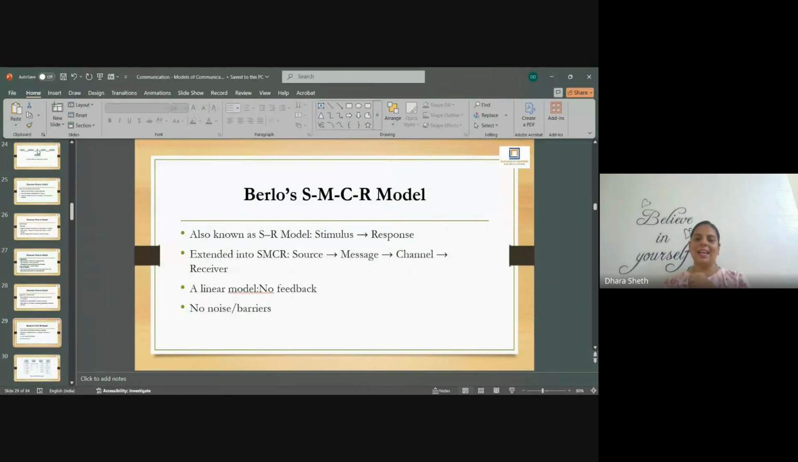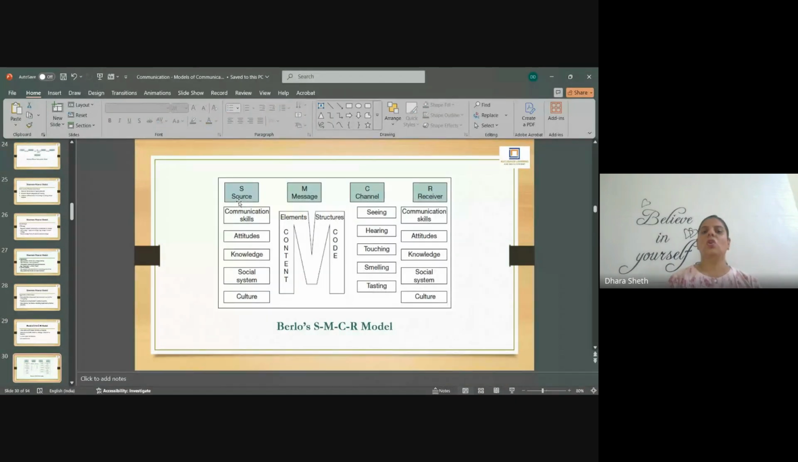Now Berlo's SMCR model. Source, message, channel, receiver. This is also a linear model. There's no feedback, and there's no noise or barriers given here. Once a question has been asked based on SR model, that's Berlo's SMCR model. Now, why is it called SMCR model? Because of this: source, message, channel, receiver. Linear model, single side, feedback is not there.